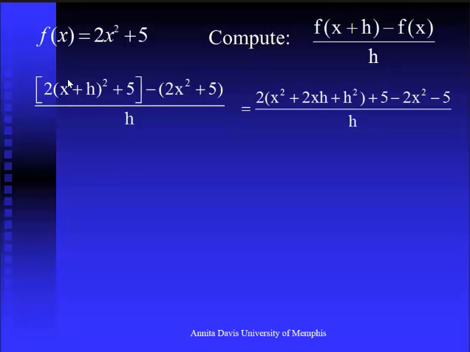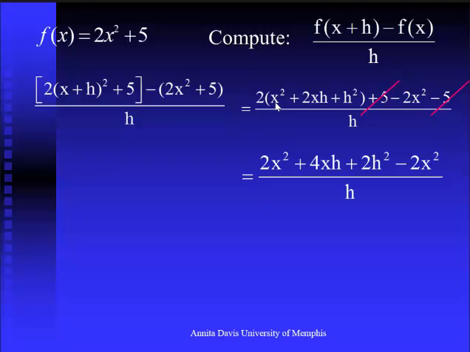We expand the (x plus h) squared, so this is 2 times x squared plus 2xh plus h squared, and then we have the plus 5. Then we distribute the negative: negative 2x squared, negative 5. We see that we have a plus 5 and a negative 5, so those cancel.